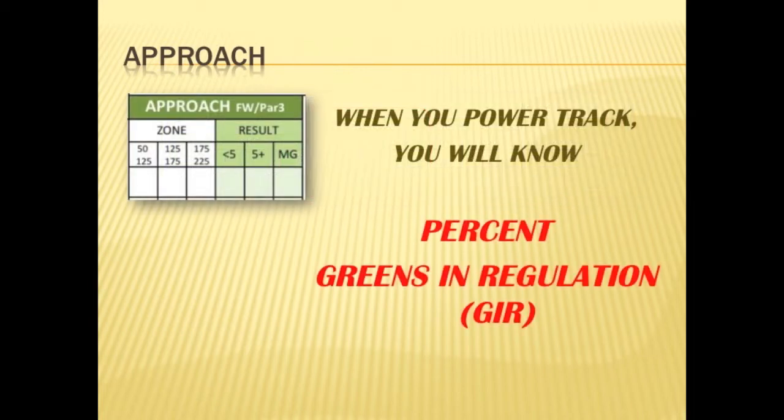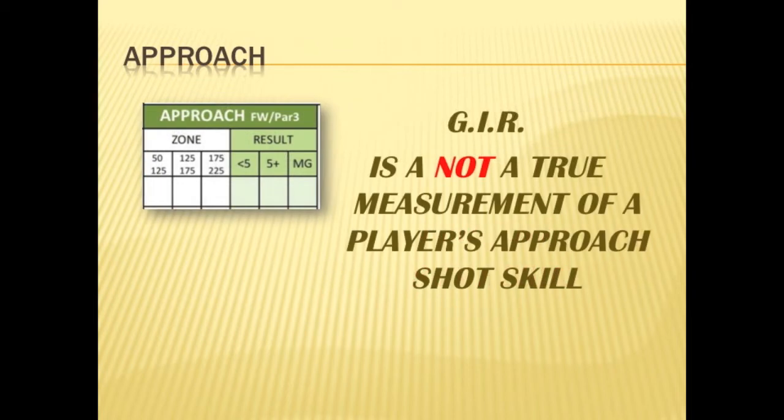One of the most common statistics in golf is greens in regulation, and when you power track you will know your GIR percentage. But this statistic is not a true measurement of a player's approach shot skill. If you had a poor tee shot in the rough and missed the green with your next shot, you would never know if you missed the green because of a bad lie or because of a poor swing.